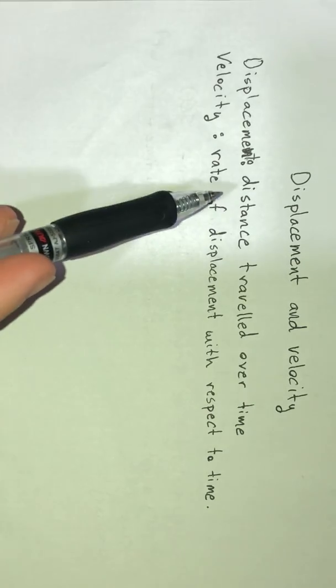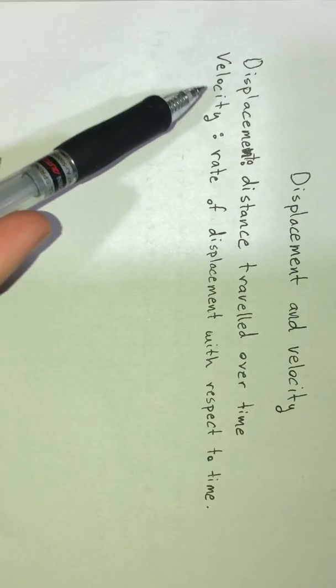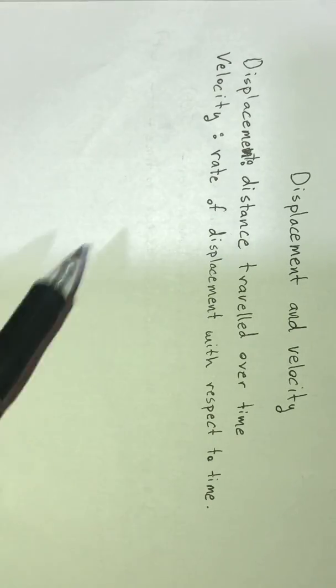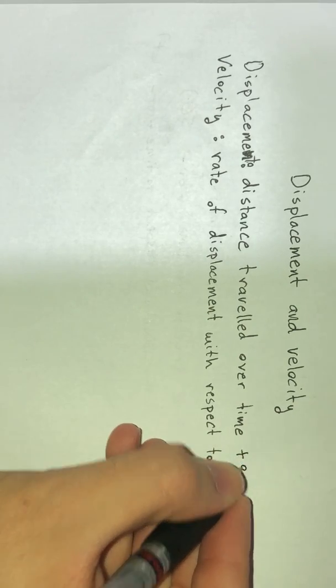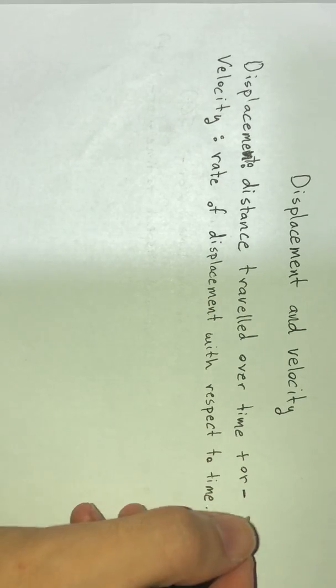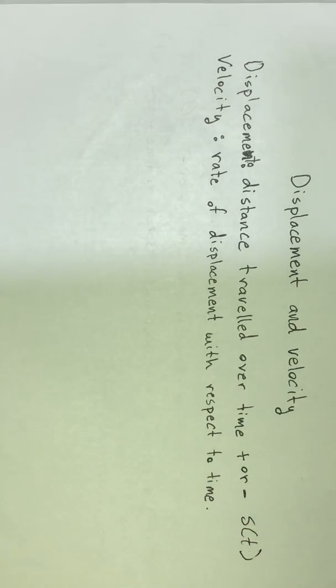Now for the main topic, displacement and velocity. We'll start by defining displacement. Displacement is the distance traveled over time by an object. It is a vector. It can be positive or negative, and it can be given through the notation s(t).